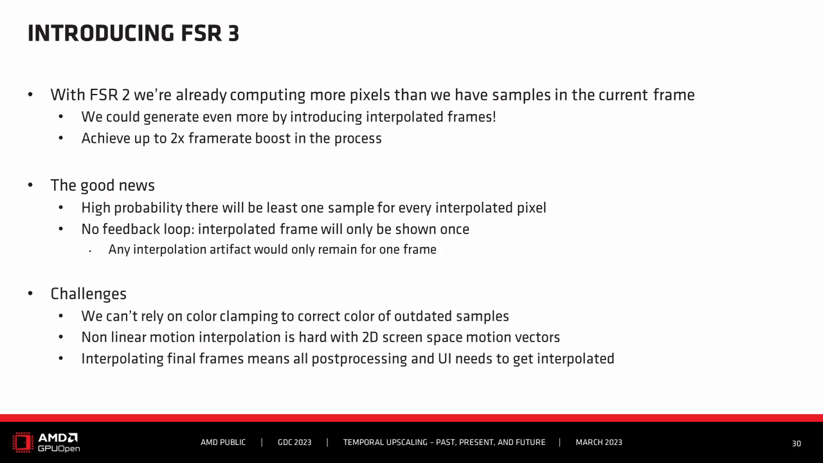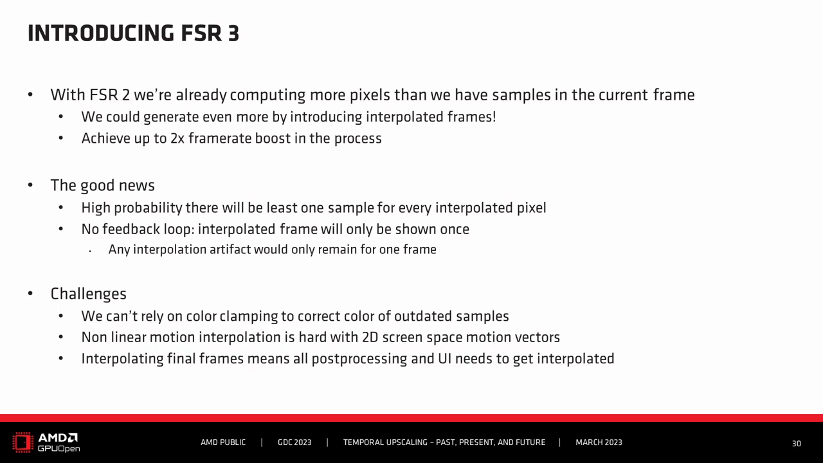Now things are never quite as easy as you first think, and the biggest problem we encountered is that we can't use color rectification anymore. The reason for that is that we don't have a ground truth image, be it at low resolution, for the time where we want to generate an image for. Also, we only have linear motion interpolation available, since the motion vectors we get provided by the game developers are just linear in 2D space. And finally, if we want to generate new frames completely, we have to interpolate everything, including post-processing and UI.